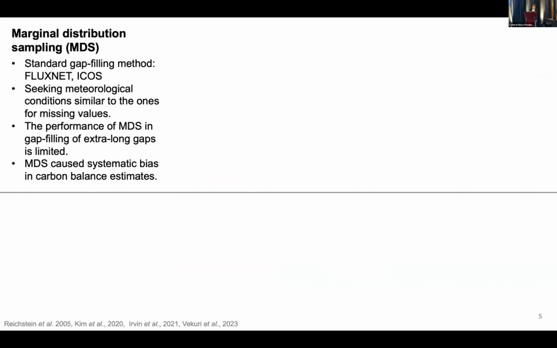So now I would like to recap a little bit more about the marginal distribution sampling. It's a standard gap filling method used by FLUXNET and others. It works by seeking the meteorological conditions similar to the ones for the missing values. However, the performance of the MDS for extra long gaps is limited, and a paper published earlier this year reveals that MDS causes systematic bias in carbon balance estimates.